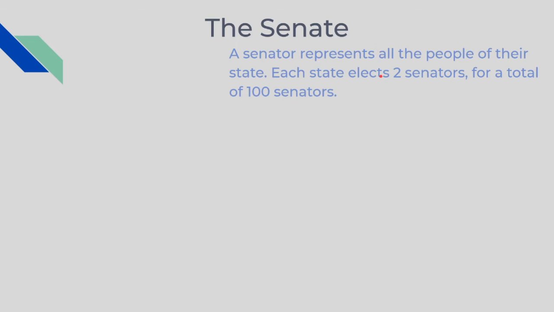All right, so as I previously said, the legislative branch is made up of two parts: the Senate and the House of Representatives. And as you can see, we're first going to talk about the Senate. So a senator represents all the people of their state. Each state elects 2 senators for a total of 100 senators. So remember, we have 50 states in the United States, and so if you take 50 and each of them elects 2, you get 100 senators.